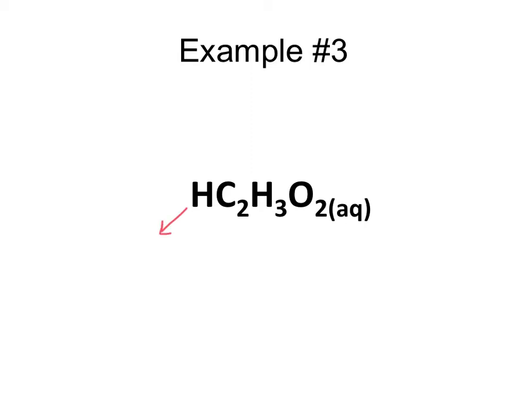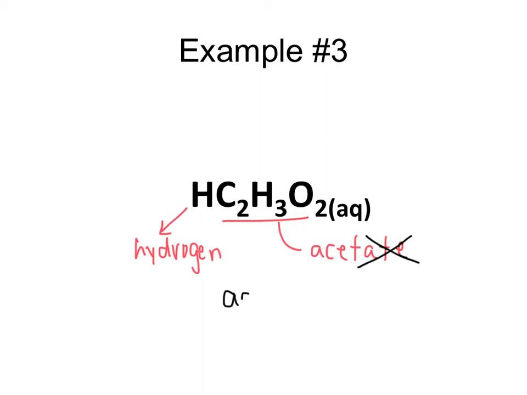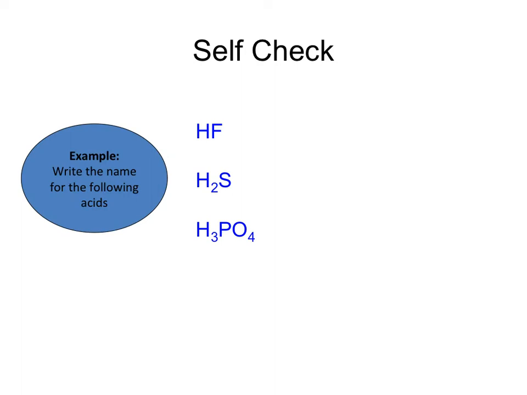I have my hydrogen, and this time I have the polyatomic ion acetate. I'm going to drop the ending, and I'm going to replace it this time with ic, and then I'm going to add the word acid: acetic acid. So this is your self-check.